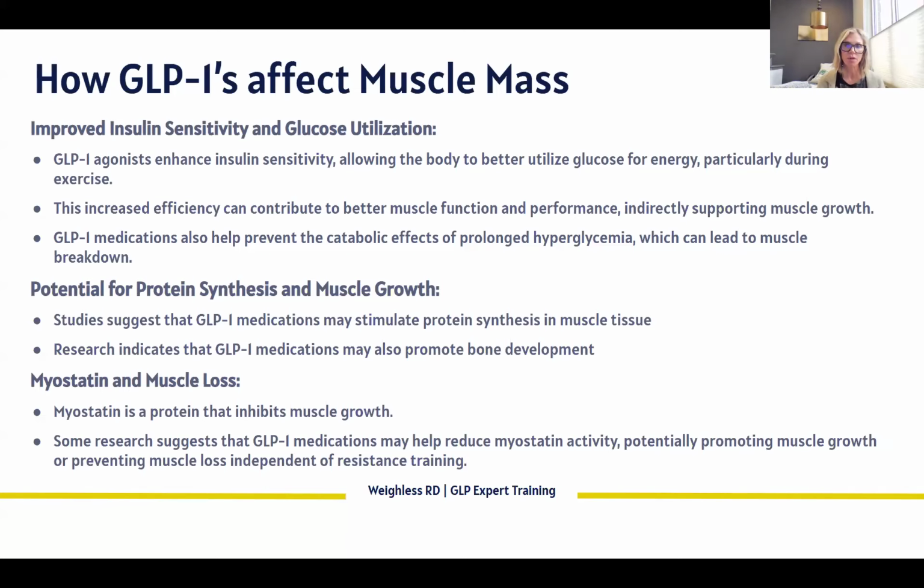And so people are gaining muscle even if they're not exercising, because it's shown to do that independent of weight lifting, resistance training and things like that. So the GLPs have been shown to inhibit that myostatin. So that's great.